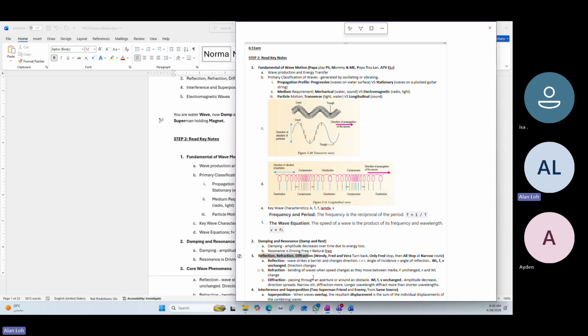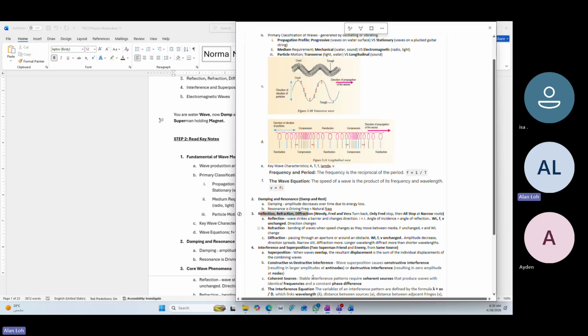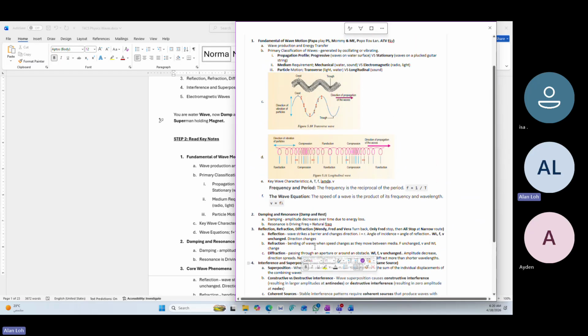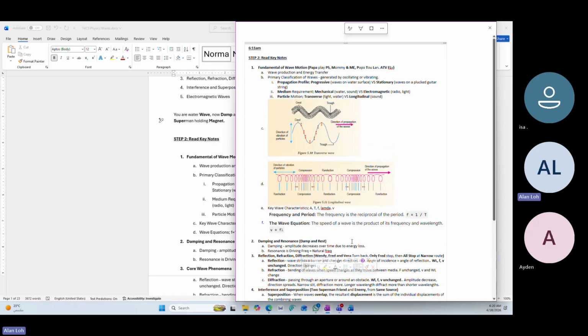Then what happened? Then once you diffuse, you became Superman. Superman is interference and superposition. Interference, I did not put anything that is related to interference, but I put superposition, right? So at least you know there's something related to superposition that's linked to Superman to help you remember the name of drawer number 4. Then Superman, that is what? That is holding a magnet. So magnet is electromagnetic spectrum, right? So now you're able to remember the drawers in sequence, in the right sequence.